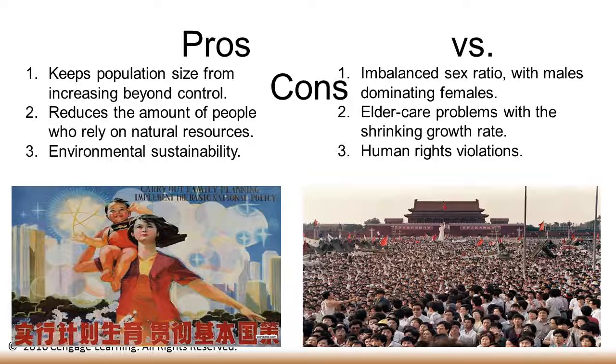Going back to the pro, where it reduces the amount of people who rely on natural resources, we understand that more people equals a greater demand on natural resources. This in turn means that increasing population will be putting a greater strain on the environment. So the one-child policy puts the population in check so that it doesn't strain the natural resources too much.